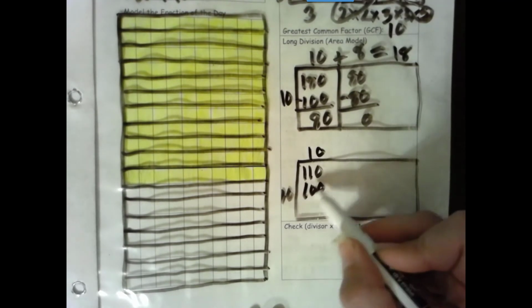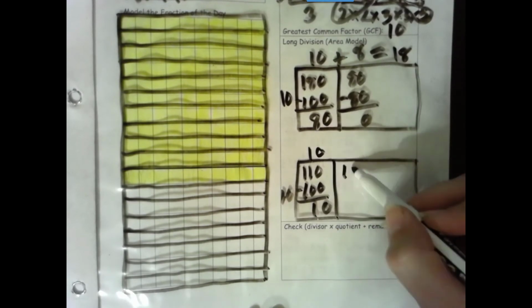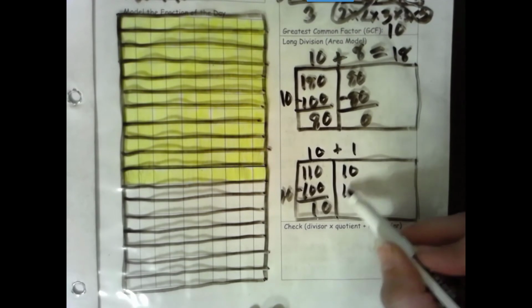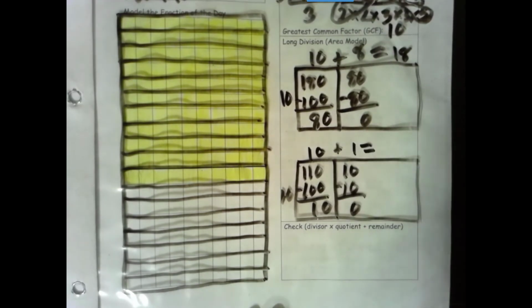Here, 10 times 10 is 100. Numbers the same, zeros the game. More on top, no need to stop. Numbers the same, zeros the game. And then 1 times 10 is 10. Numbers the same, zeros the game. Add these together. 10 plus 1 is 11.